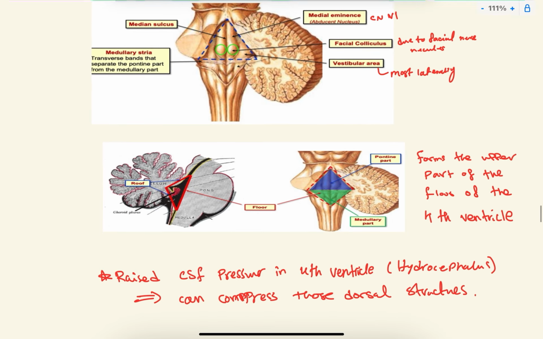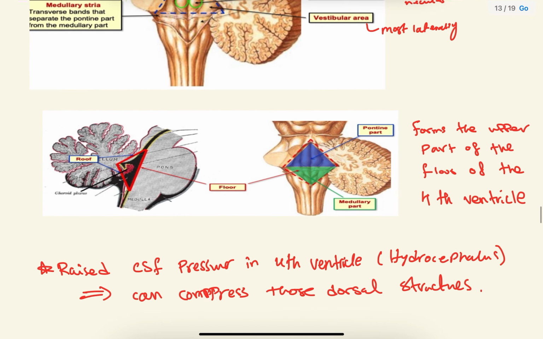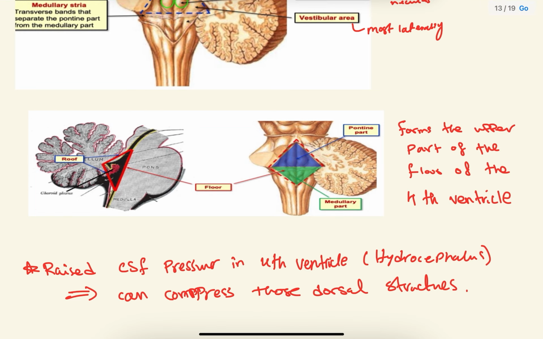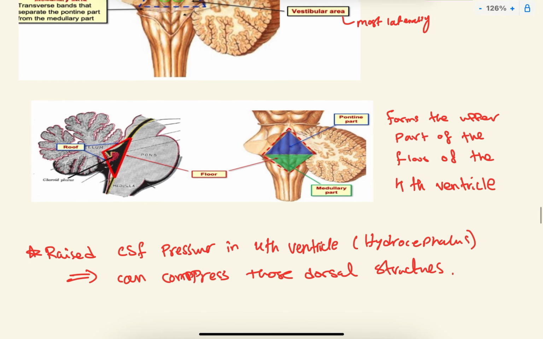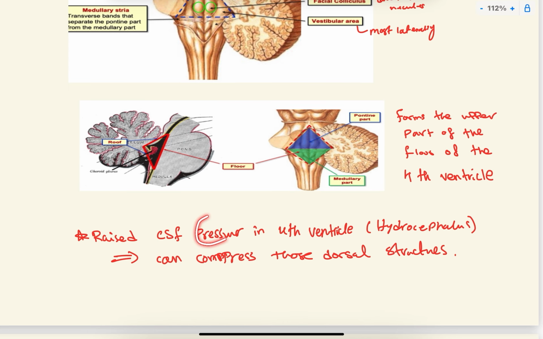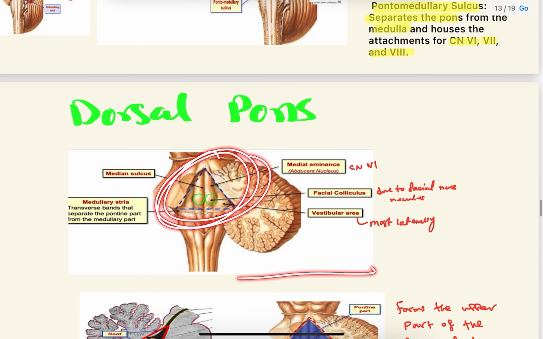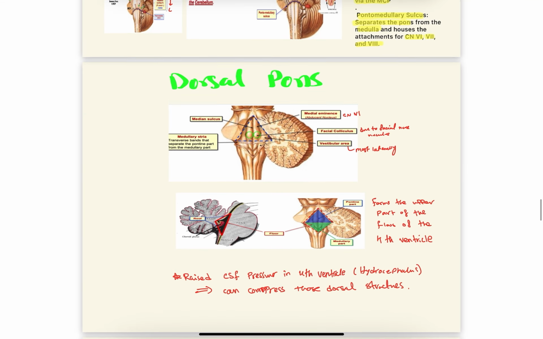And then here, remember, this dorsal pons also forms what's related to the fourth ventricle. Remember when I said I will have a band that will separate it into upper and lower? So the dorsal pons will form the upper part of the floor, the pontine part of the floor, if you remember. Now, if the CSF pressure becomes high, which is hydrocephalus, we discussed it in a previous video, what will happen here? It will compress all of these dorsal structures and it will affect the pons dorsally.